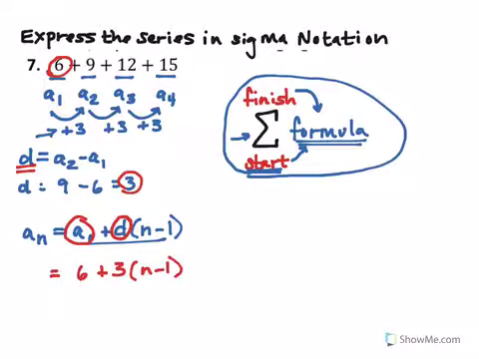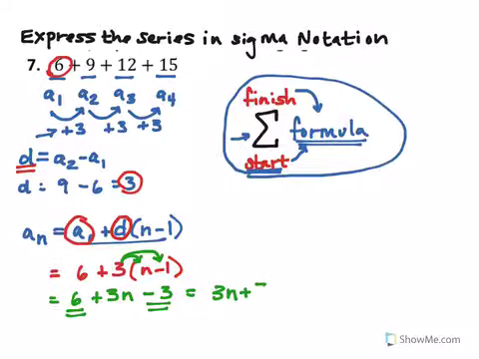And then we'll just go ahead and simplify by distributing 3 times n and 3 times negative 1, which is going to give us 6 plus 3n minus 3. And then combine like terms. 6 minus 3 gives us positive 3. So our final formula here is 3n plus 3.